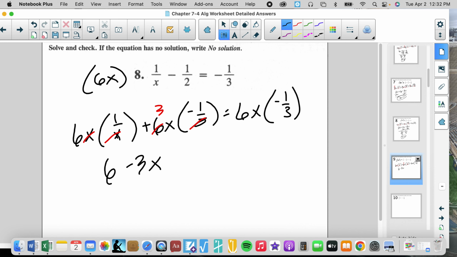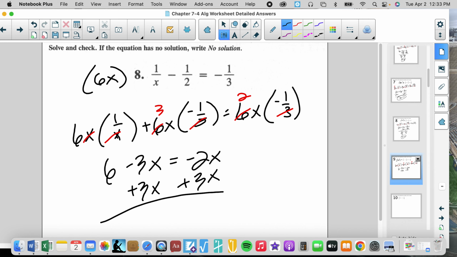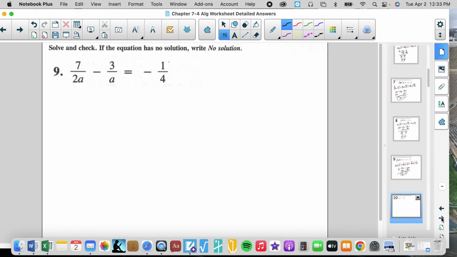That's negative 3x equals, and now we have x, yeah, right here, that's 2. We have negative 2x. So add 3x, add 3x. I feel like I made a mistake. We can check. So 1/6 minus 1/2, which is 3/6, which gives us 3/6 minus 2/6, which is negative 1/3. So that actually worked. And I checked mentally.